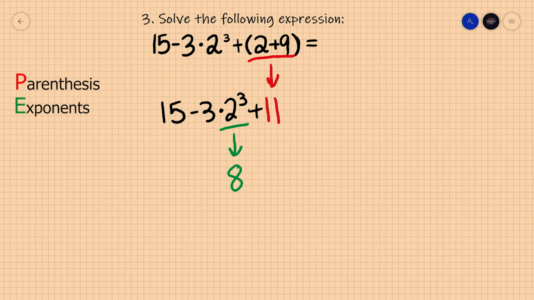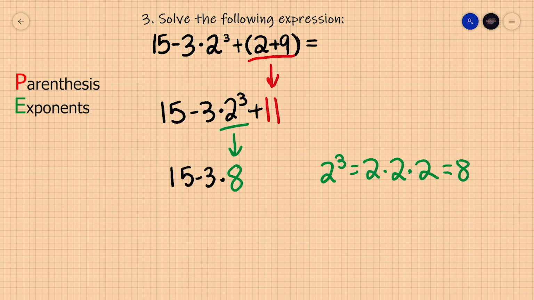Once again, you can think of 2 cubed as 2 times 2 times 2, because you have to do 2 times itself 3 times. So you get 1, 2, 3. 2 times 2 times 2 is equal to 8. So you would have to get 15 minus 3 times 8 plus 11.